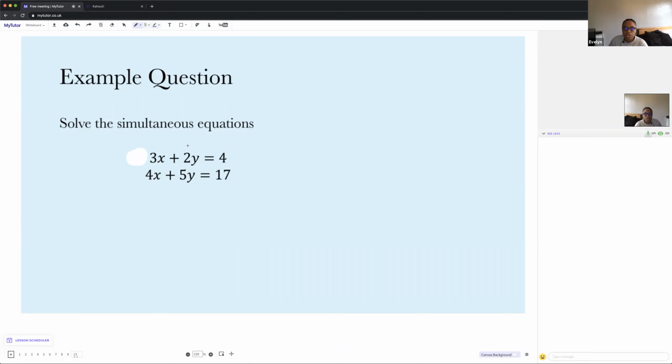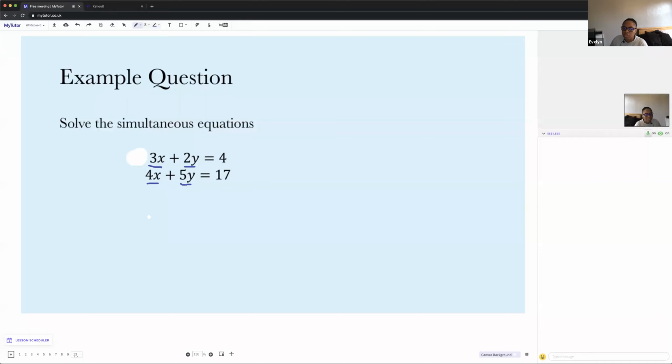So let's have a look at this example question. Let's go through this one and then we will go on to the quiz after I go through some tips just to help you. Now here, if we look at the coefficients for x's, one's 3, one's 4, they're not the same. If we look at the y's, again, one is 2, one is 5, they're not the same. So what should we do?